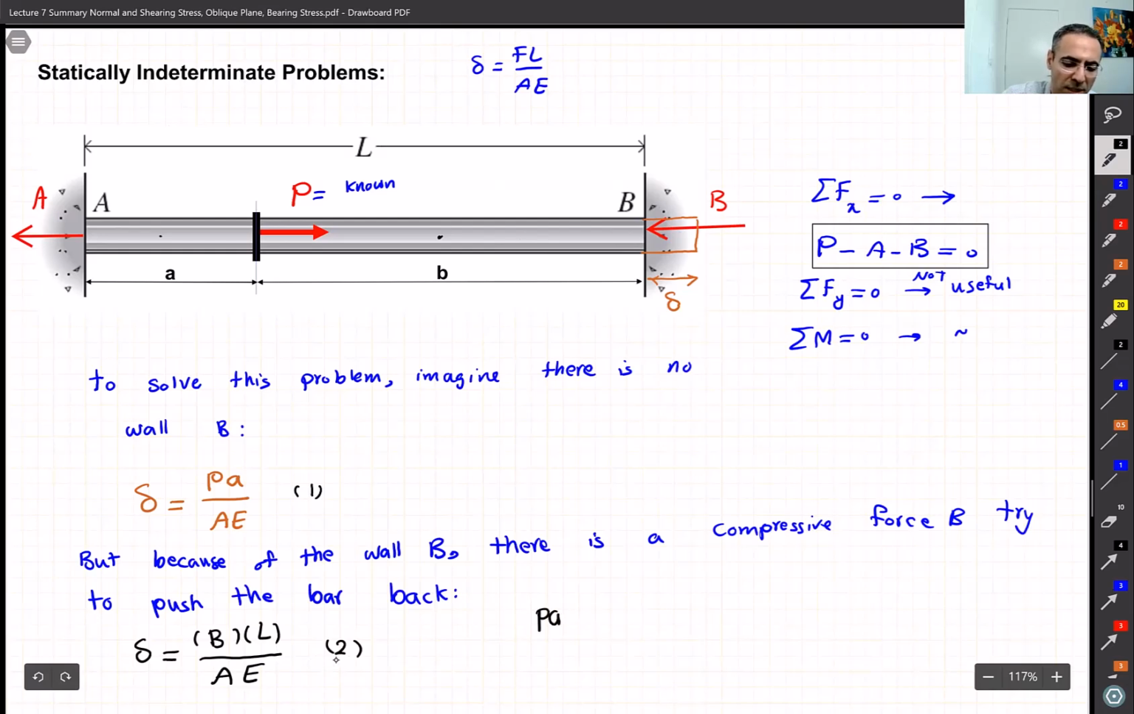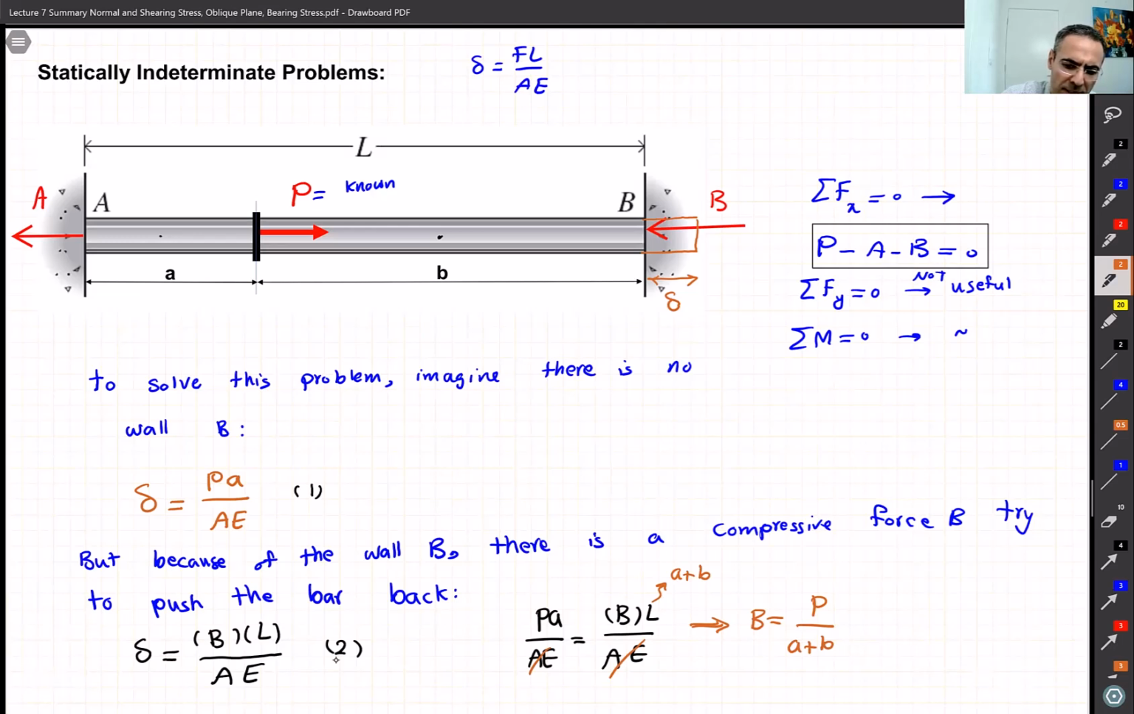So if I say they are equal, P times A over AE equals B times L over AE, from here I can find out that B is equal to P times A, over L, and instead of L I can put A plus B. Yeah, that's the answer, right?